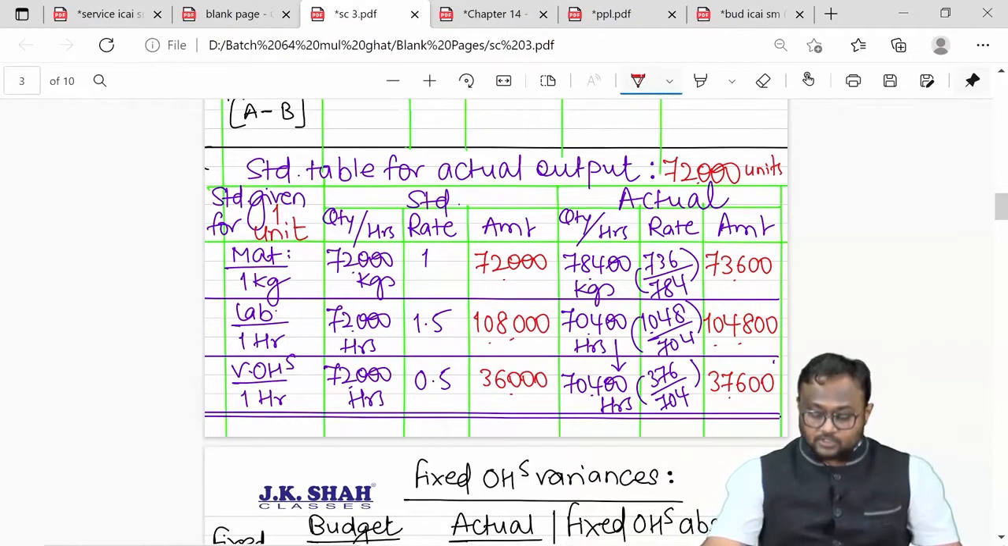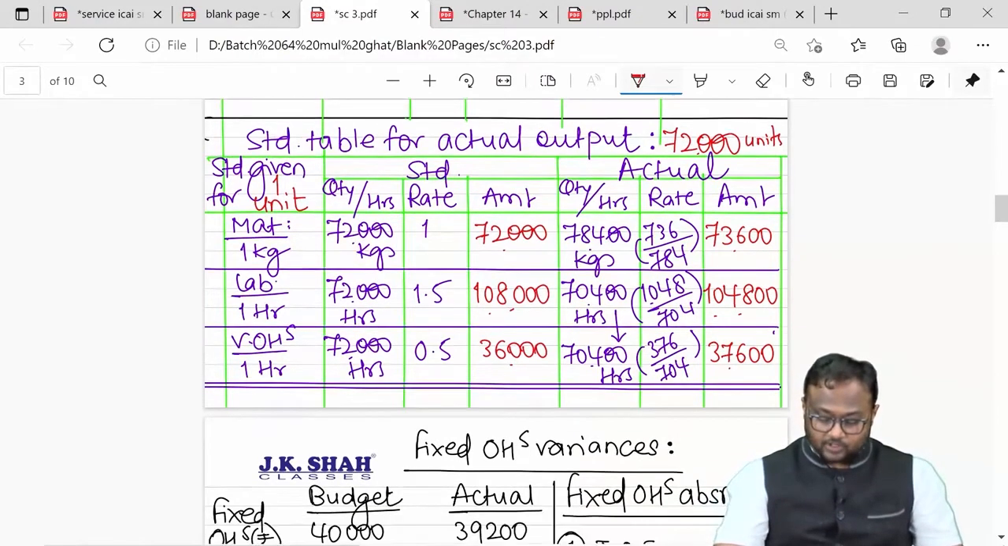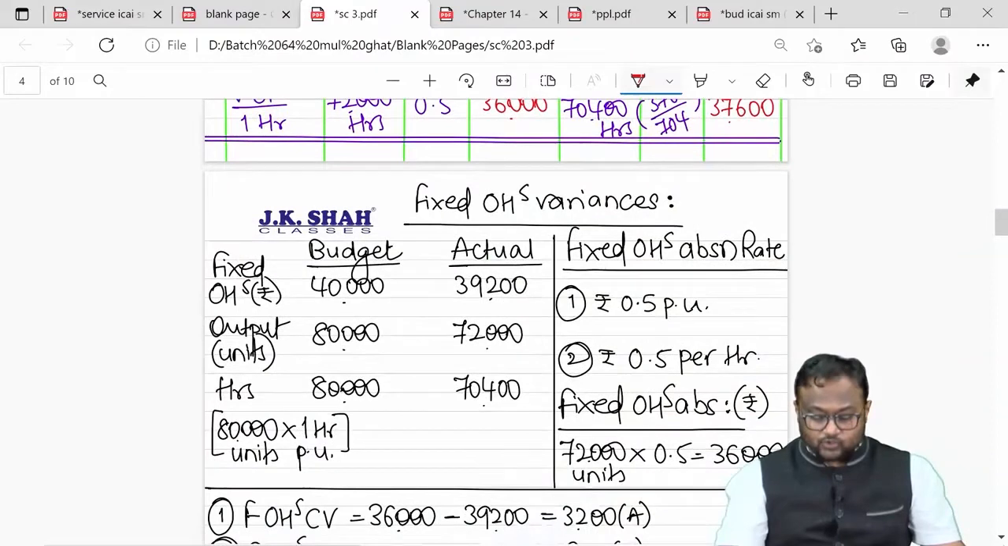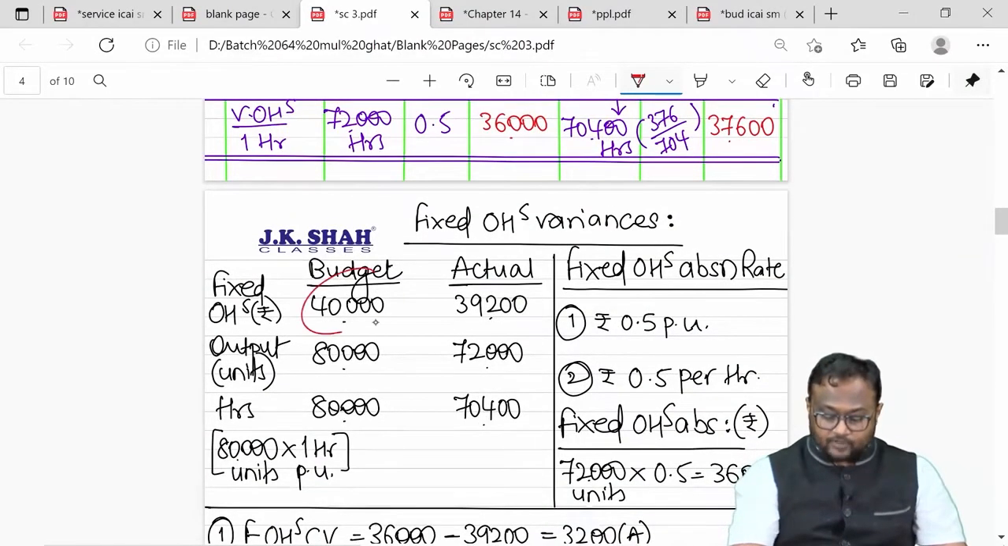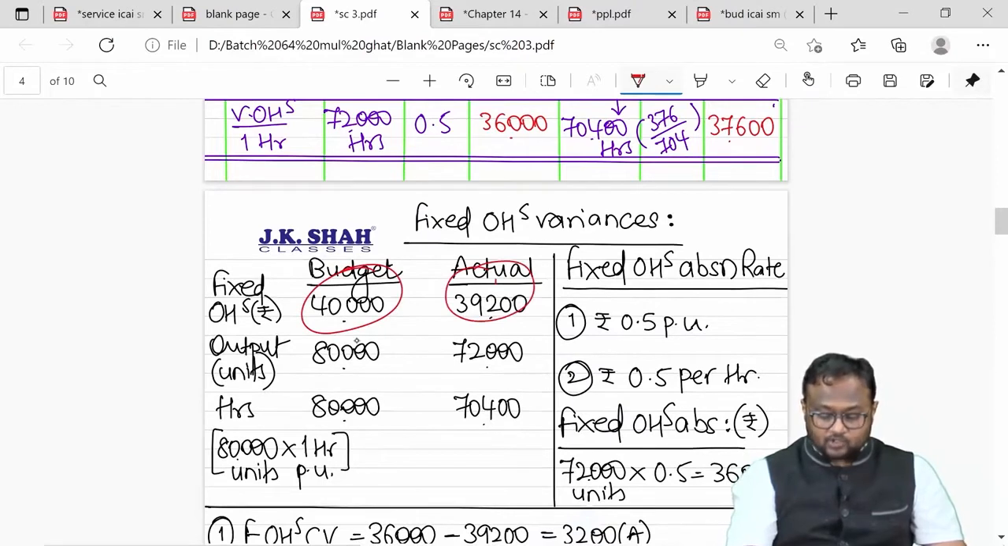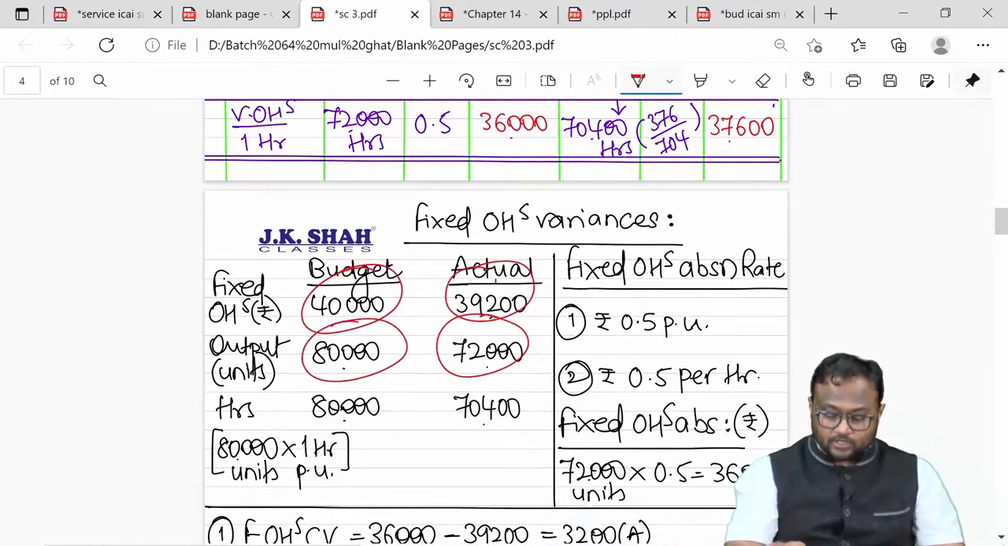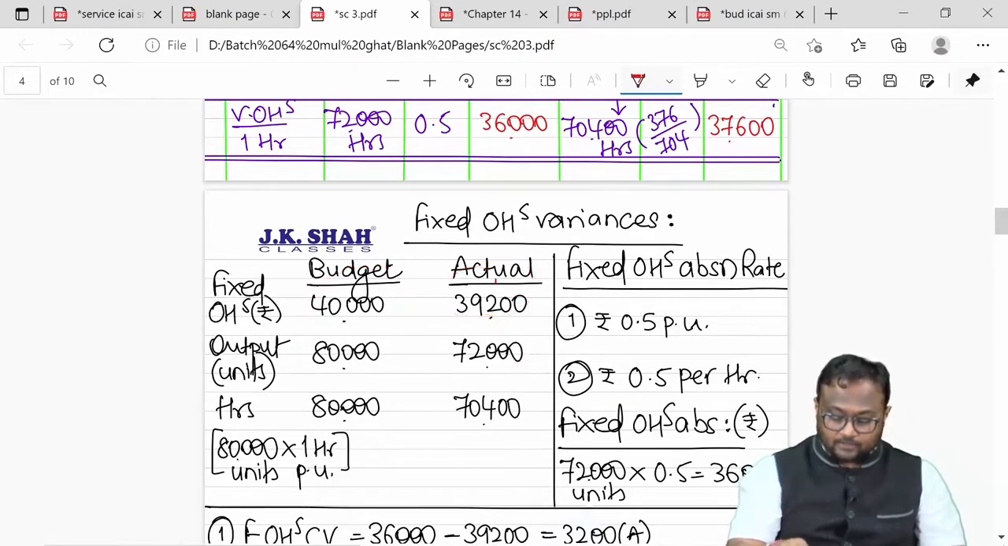Keep them as it is. Take the full rate for the purpose of calculation. Fixed overhead was also done in the same manner. I extracted information from the question: budgeted fixed overhead, actual fixed overhead, budgeted quantity, actual quantity. This was clearly given in the question.